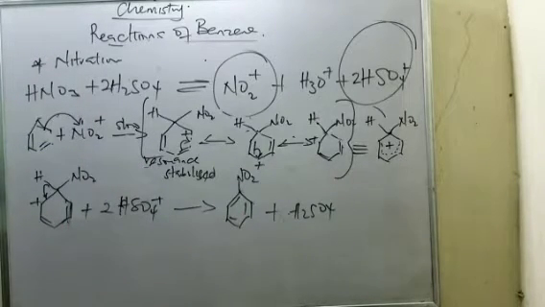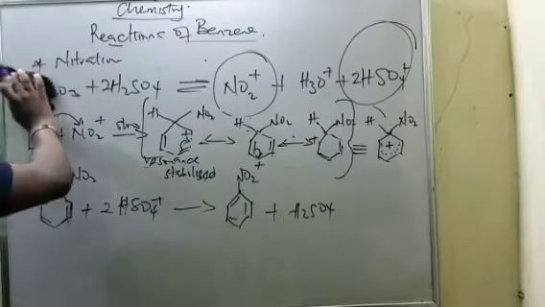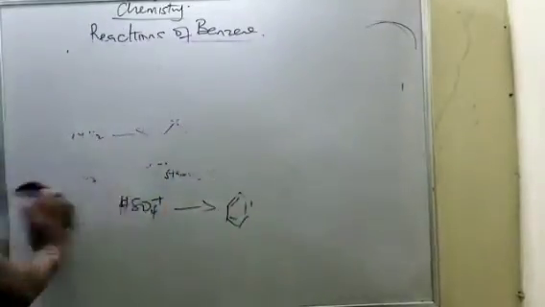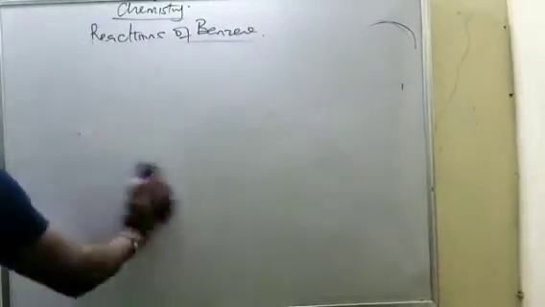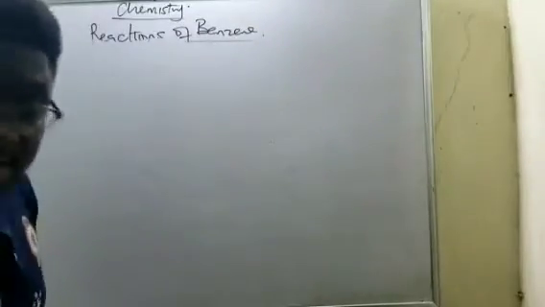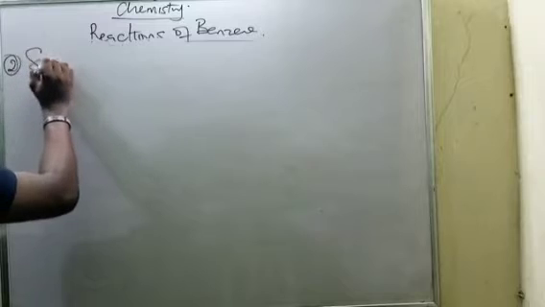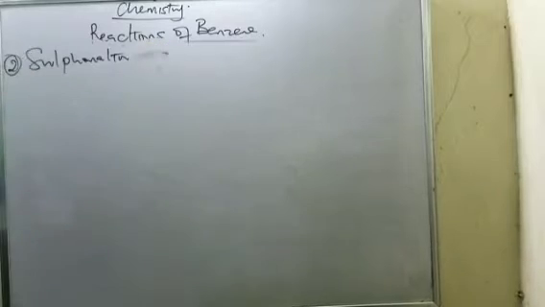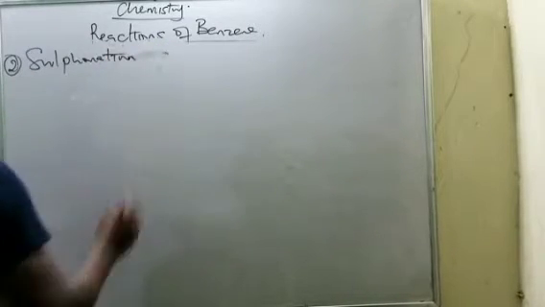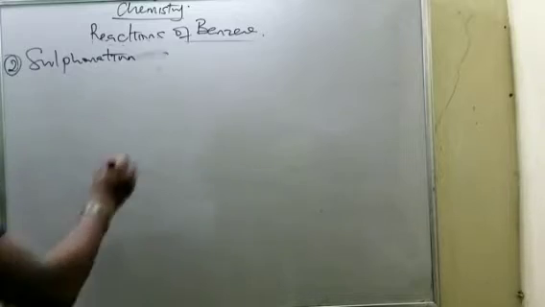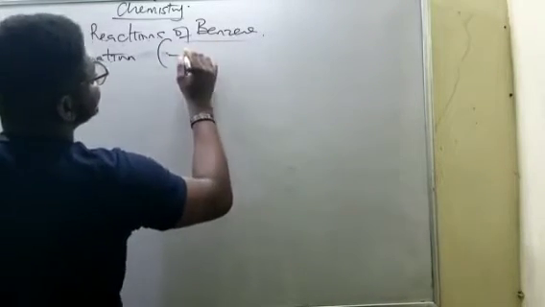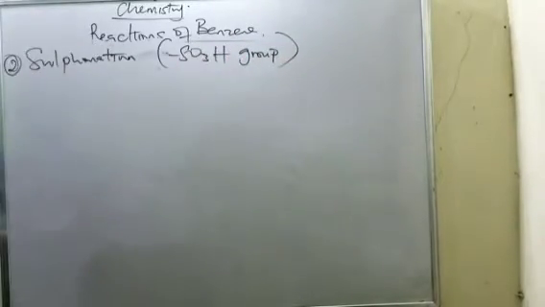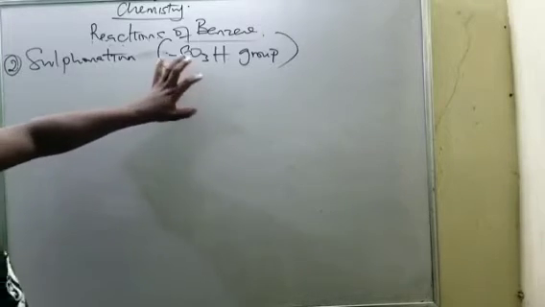So let's just go to the next one. Let's say we are talking about the sulphonation reaction. Sorry for the break earlier. So the second reaction is the sulphonation. Here we are introducing a sulfonic acid group, the SO3H group. We are introducing this to the benzene ring. So this is our incoming electrophile.